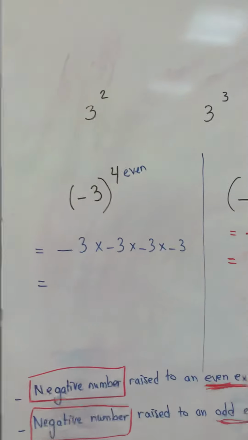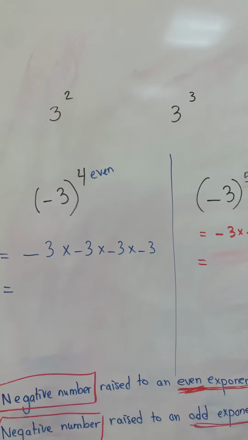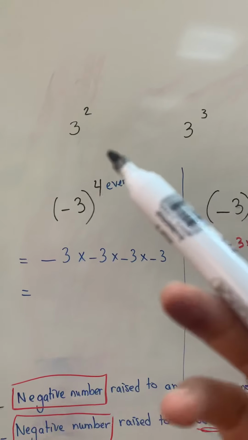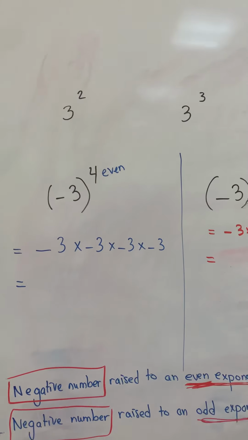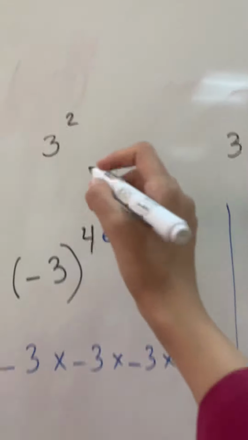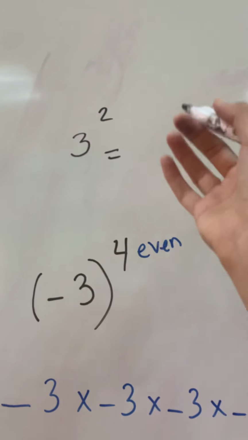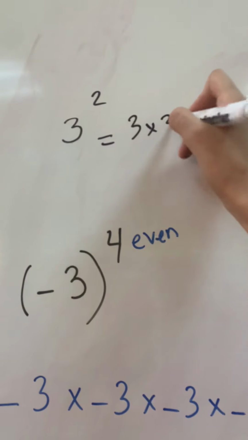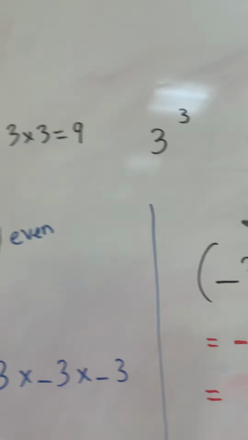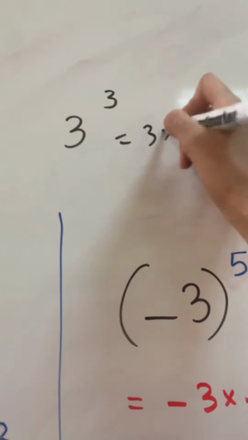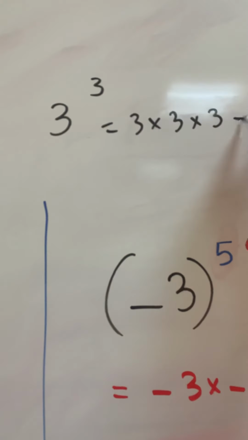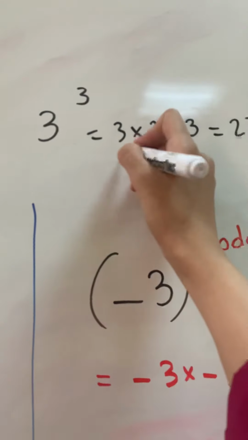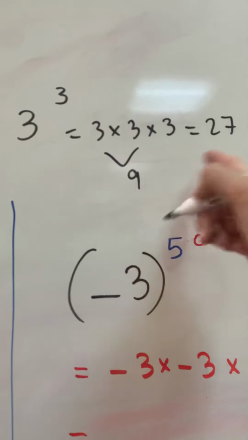Anyways, now when I have 3 raised to the power 2 or 3 raised to the power 3, although 2 is even and 3 is odd, here I don't care, because why? Because the sign is always plus, okay? So this is 3 times 3, which is 9, while here this is 3 times 3 times 3, which is 27. Why? Because this is 9. 9 times 3 gives me 27.